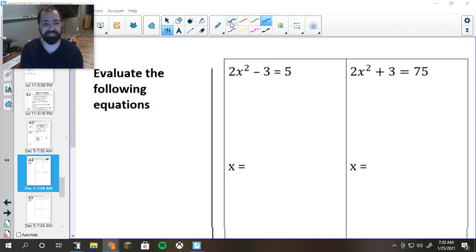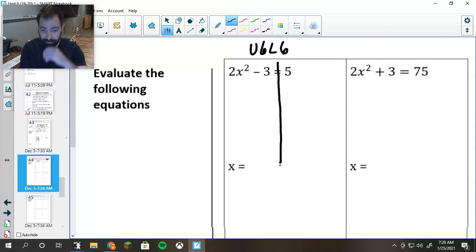We are going to continue with Unit 6, Lesson 6, solving equations with squares, with exponents. All right, let's get into this. First thing we want to do is split that equation right down the center. Well, not really down the center, but down the equal sign. And we're trying to get this variable exponent by itself.